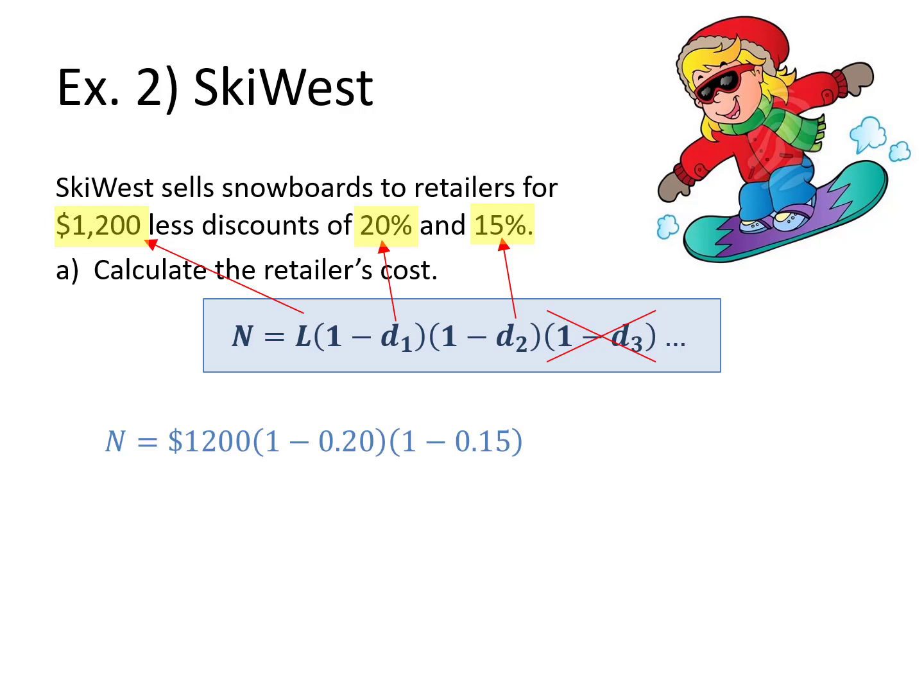Of course, we don't have that third discount in this example, so I'm just going to X that. I'd get a net price of $1,200 times 1 minus 0.2 times 1 minus 0.15, which gives me $816 after I plug it into my calculator. Give it a whirl to make sure you can do it in your calculator.